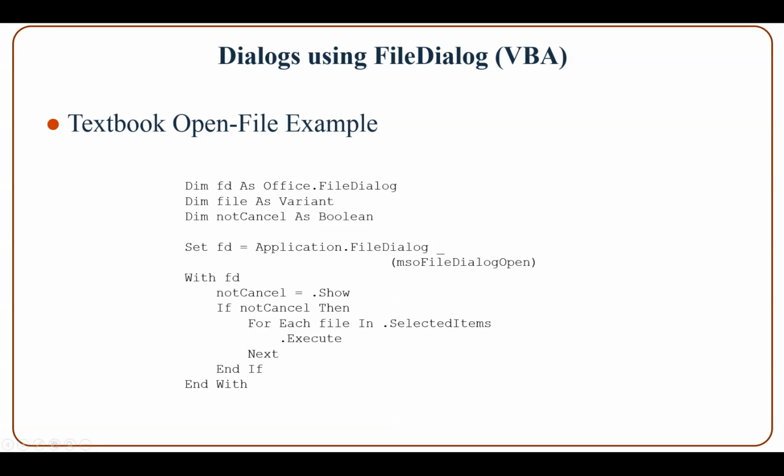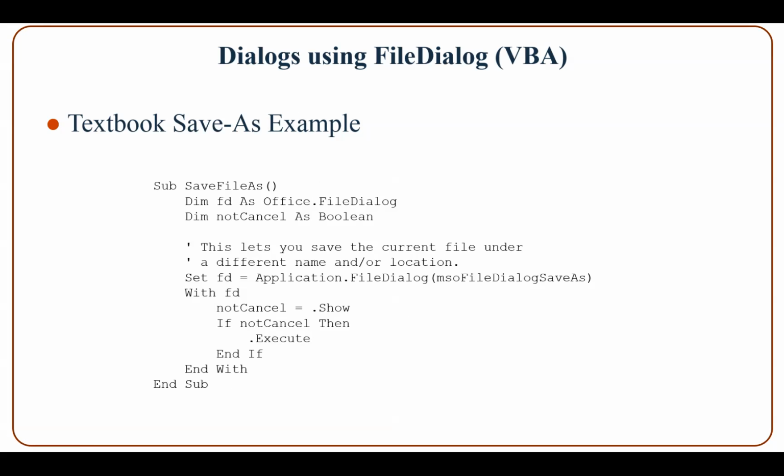and if the user does not press the cancel button, you loop for each file in .SelectedItems. The SelectedItems property gives you a collection of selected files. So you loop for each file in this collection and you call the execute method, meaning you open each file.